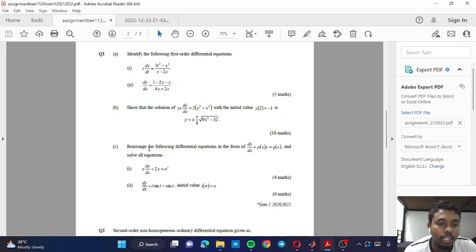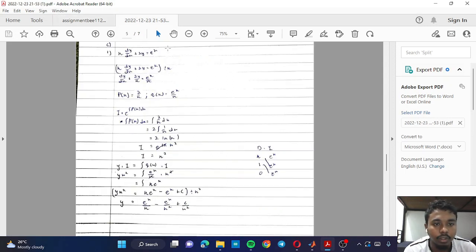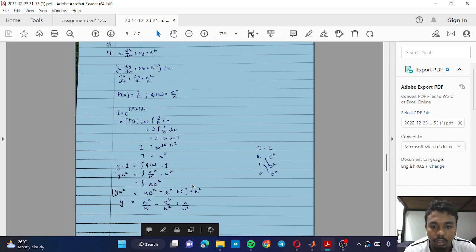Alright, so for the next question, C1, I will rearrange the following differential equation in this form and solve the equation. So for the C1, I will show it to you for the manual calculation first. So for the manual calculation, I get this answer. Then I will show you the simulation equation.